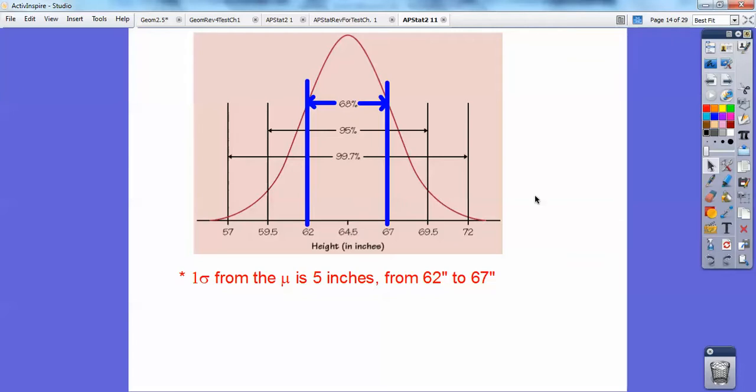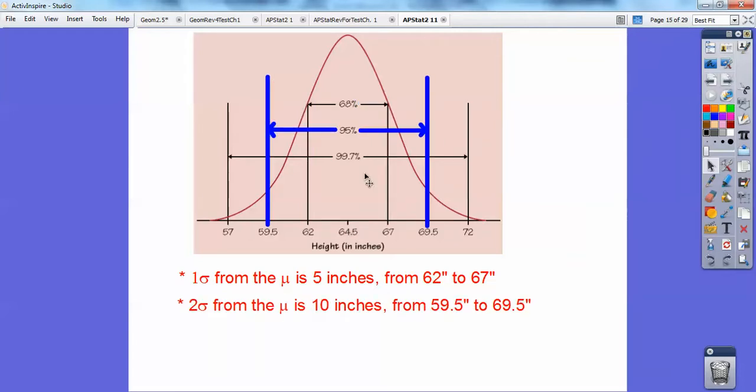If I go 2 standard deviations, that's the next picture right here. Minus 2.5, minus 2.5 gets me to 59.5. 64.5 plus 2.5 plus 2.5 is 2 standard deviations to the right, and then 2 standard deviations to the left. That tells me 95% of the data falls between 59.5 inches and 69.5 inches. And that's what this says right here: 2 standard deviations from the mean mu is 10 inches. Because 2.5, 2.5 is 5, 2.5, 2.5 is 5 more, so a 10-inch span right there. You guys with me? Yes.